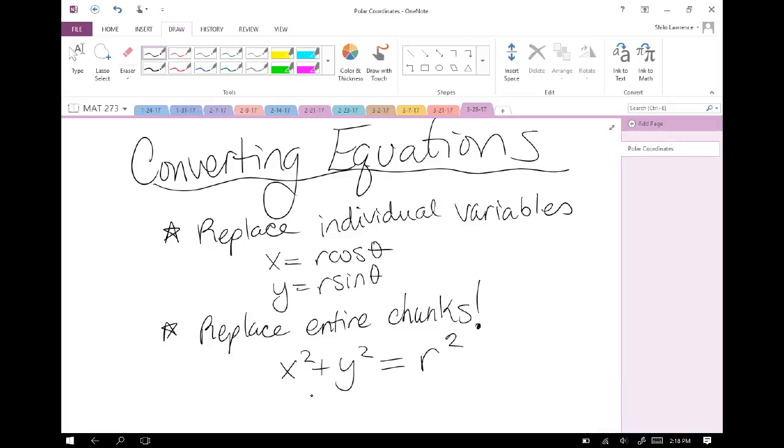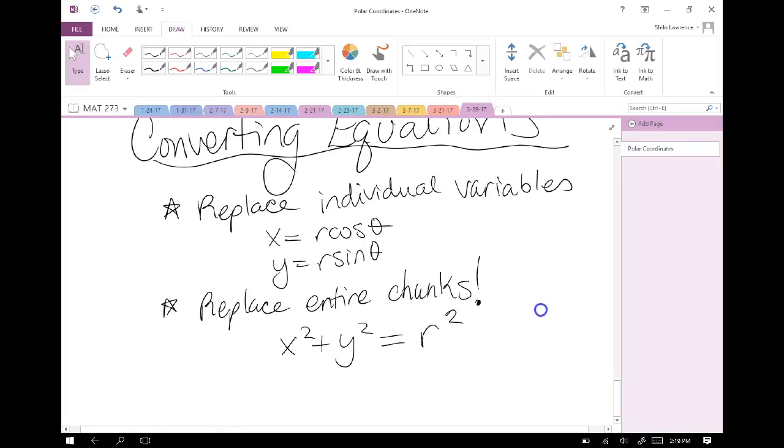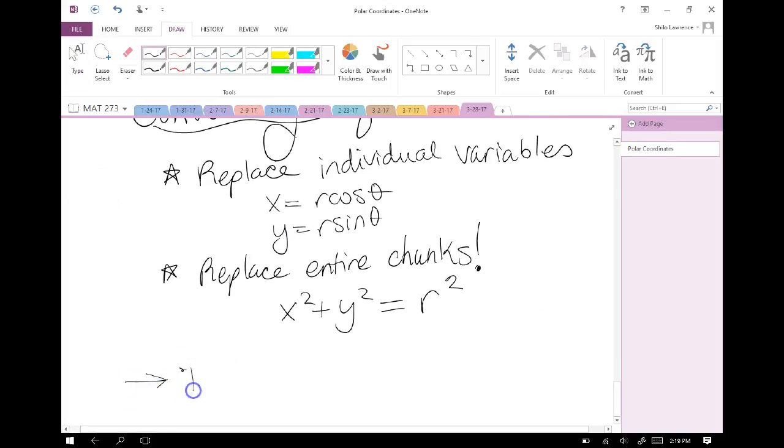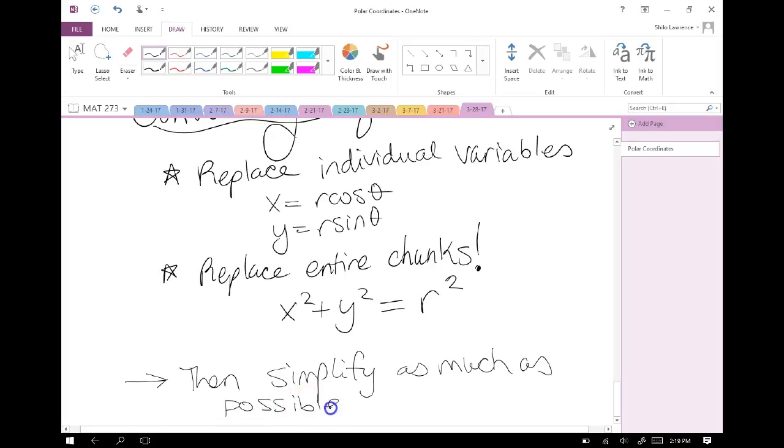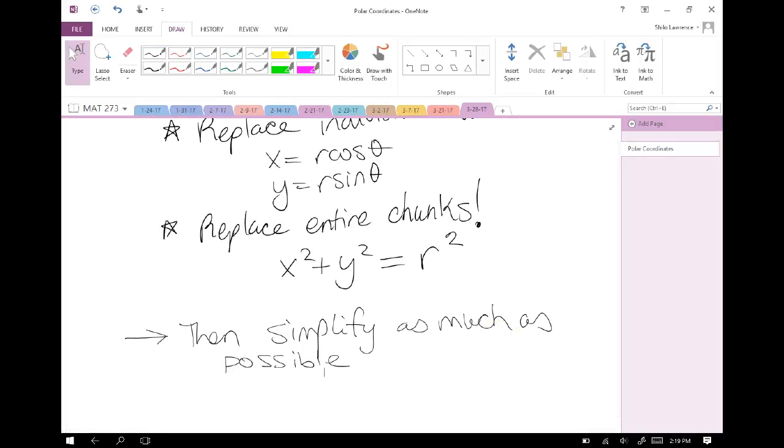If you don't have the x squared plus y squared chunk, you might have to just replace variables individually and then just try to simplify as much as possible. In algebra, when we're using the variables x and y, what variable do we usually like our equations solved for? Y. When we use polar, we usually like our equations solved for r.